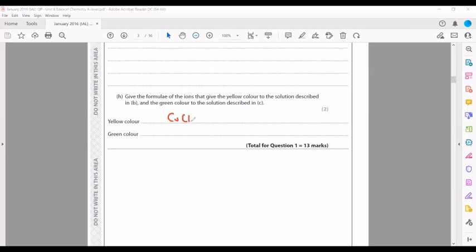So this is CuCl4, and copper is +2, each chlorine is -1, 4 chlorines will be -4, so this will be -2. And the green color is due to CuCl3. Copper is +2, so this will be -1. So remember the complex chemistry of copper: when 4 chloride ligands are attached, it is yellow in color, but when 3 are attached, it is green. And when the ligand exchange is complete, like all the chloride ions are replaced by water molecules, it will give us the blue solution.